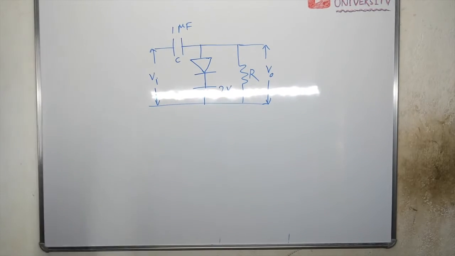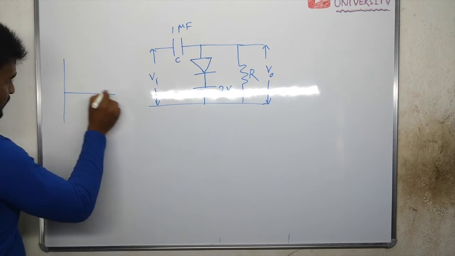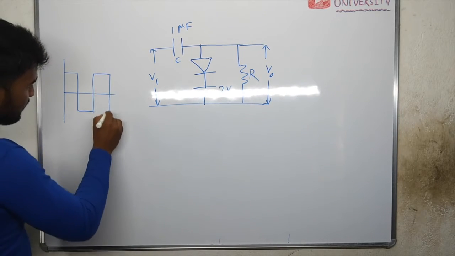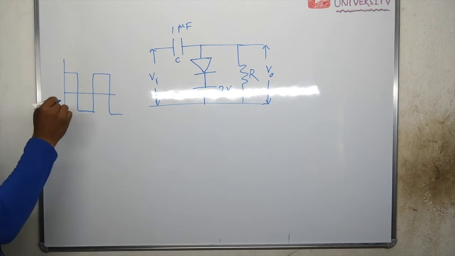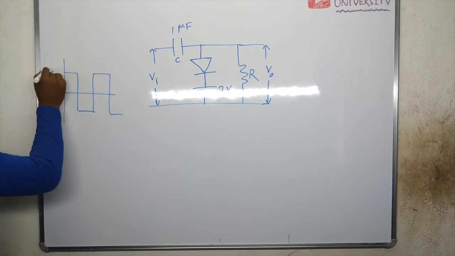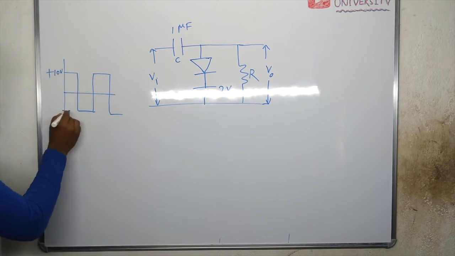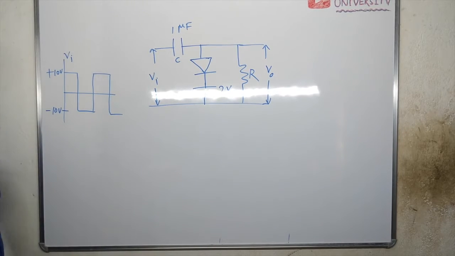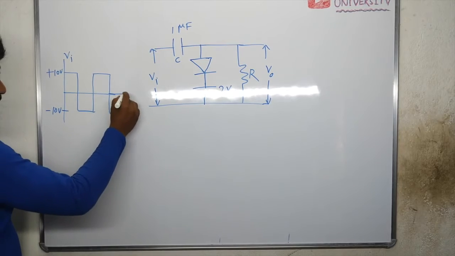And the input waveform is given to be like this: a square wave signal having peak value plus 10 volt and minimum value minus 10 volt. This is your input waveform with respect to time.